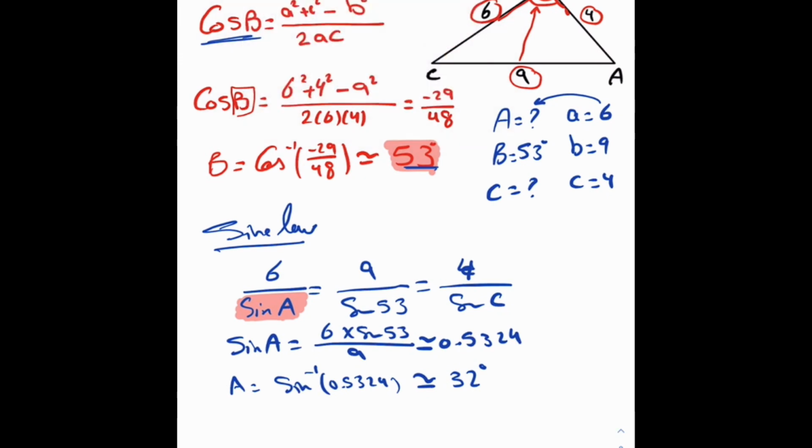Finally, the sum of the interior angles of the triangle is equal to 180. So if I wanted to find the measure of the angle C, it's 180 minus the sum of 32 and 53. So I can figure out that the measure of the angle C is equal to 95 degrees.